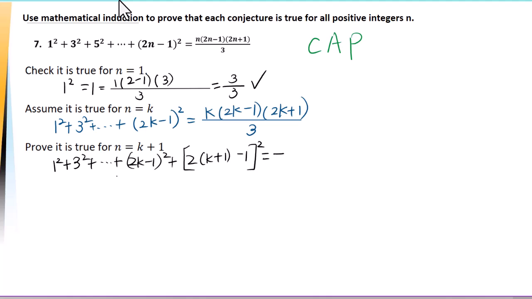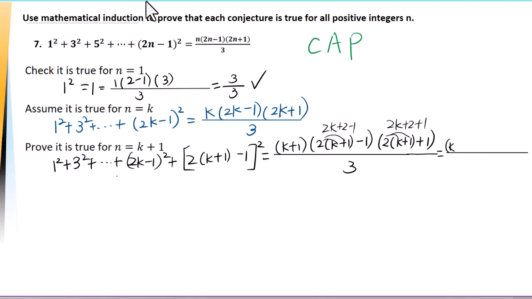On the right side, we need to change k into k plus 1: k plus 1 times 2 times k plus 1 minus 1 times 2 times k plus 1 plus 1, all over 3. Simplify this right side. K plus 1 times 2k plus 2 minus 1 is 2k plus 1, and 2k plus 2 plus 1 is 2k plus 3, all over 3.